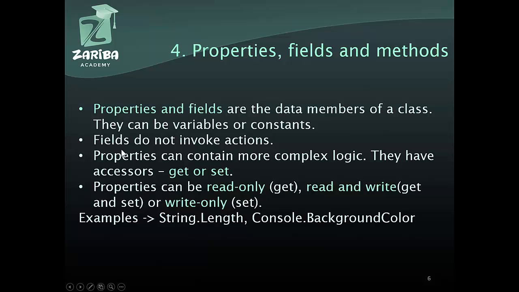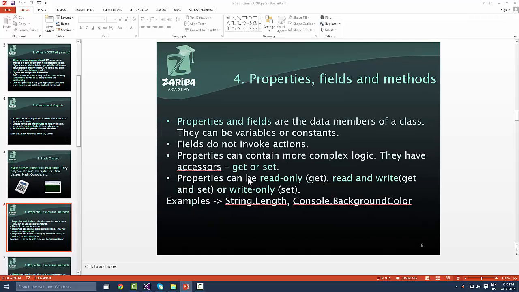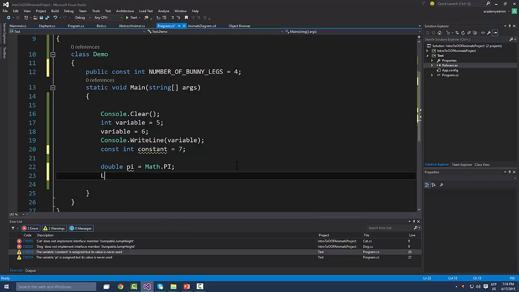But first, let's just see what it says. So fields do not invoke actions. Properties can contain more complex logic. So this is not very explanatory. So let me just try and explain it with something that you know. Right. So let's go to the demo here. All of you probably know list of int.